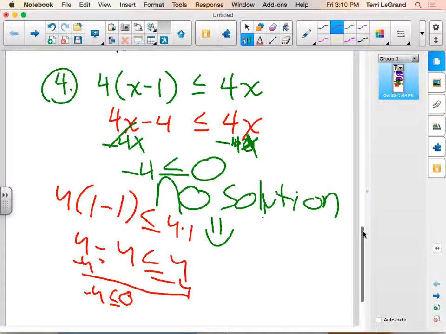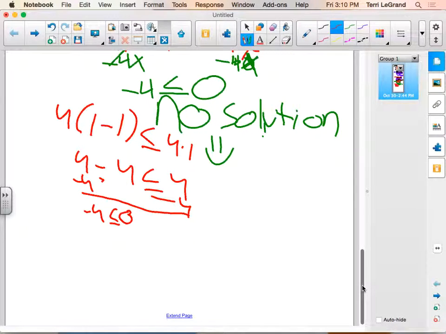Negative 10, take away 1. Negative 11. Negative 11 times 4. Negative 44. Negative 10 times 4. Negative 40. Okay, is negative 44 less than or equal to negative 40? Yes. Is that true? Yes. Well, then negative numbers work too. So we got 1 to work, and now negative 10 to work. Guess what? This is just like equations. When the variables eliminate and you end up with, is this a true or a false statement?